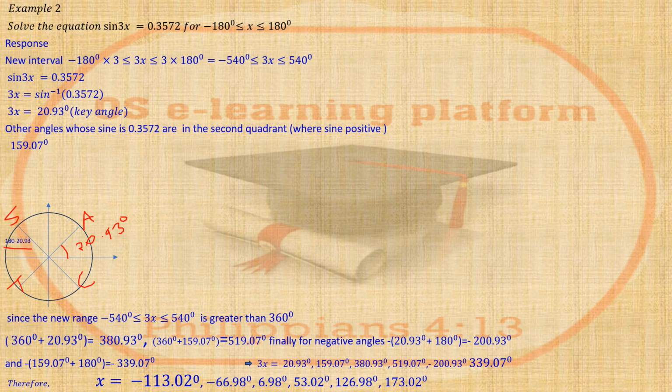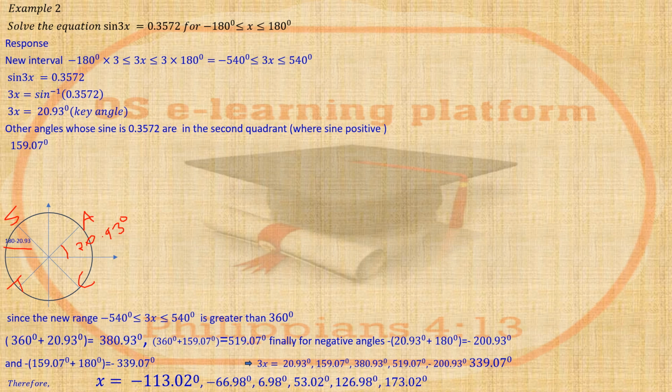So as you're concluding here, you try to test by pressing the sine. Since I'm treating a sine here, press the sine of 6.98. Do you get 0.3572? Press the sine of 173.02 degrees. Do you get the answer as 0.3572? If it is yes, then you are very correct.